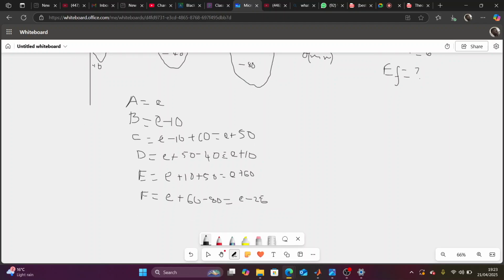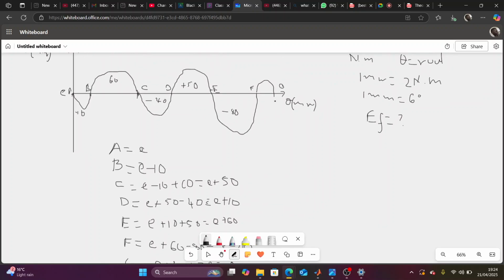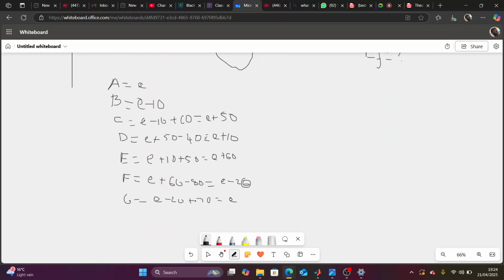What is D? This is 20. D is E minus 20 plus 20, which is what? E. Okay, this is what's happening. It starts at E, it also ends at E. So it means that if you are on the last point here, do you see it, right? And you are not getting E, it means somehow in your calculation here you are making a mistake.